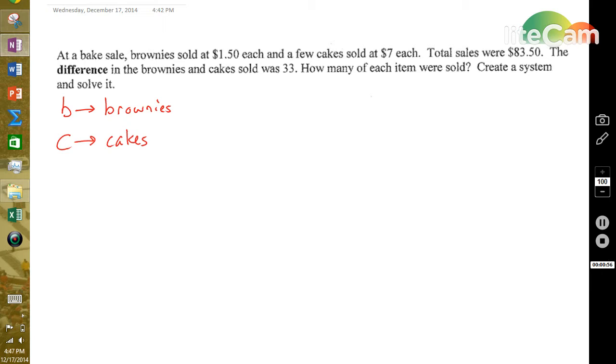Now, looking at the first statement, it says brownies sold at $1.50 each and cakes sold at $7 each, and the total sales were $83.50. To find how much money you made from brownies, you would take the amount of brownies you sold and times it by 1.5. To find how much money you made from cakes, you would take the amount of cakes you sold and multiply it by 7. So that's 1.5 times B, and then you add that to 7 times C. That should get you your total amount of money, which was $83.50. That is your first equation.